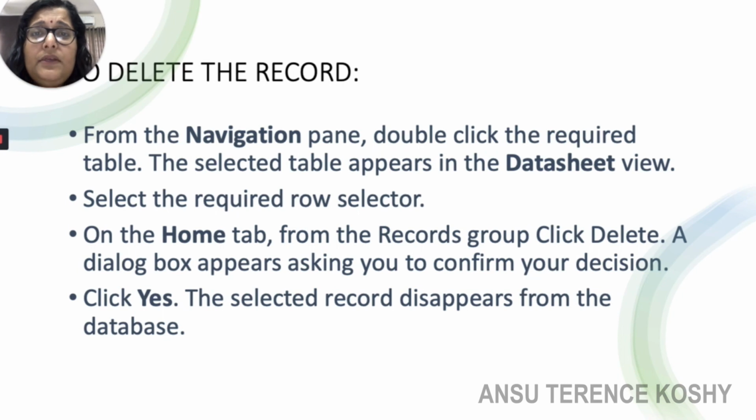Again, I'm going to explain one more time. From the navigation pane, you have to double-click the required table. The selected table appears in Datasheet view, and from the Home tab, in the Records group, you have to click Delete. And they will ask you one more time, do you want to delete it? When you press Yes, the whole thing will be deleted.